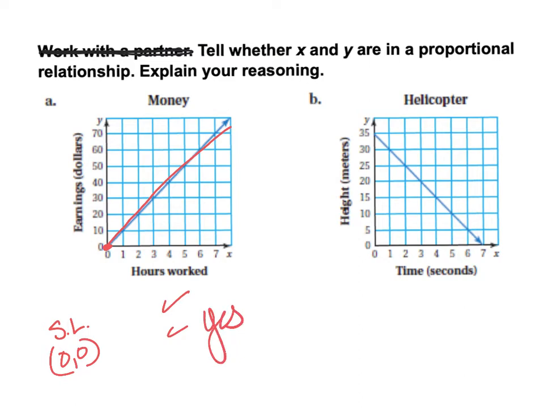Letter B, is it a straight line? Yes, it is. Straight line going down. Does it go through the origin? No, it does not. It is not a proportional relationship. We call it non-proportional. Let's try a couple more.